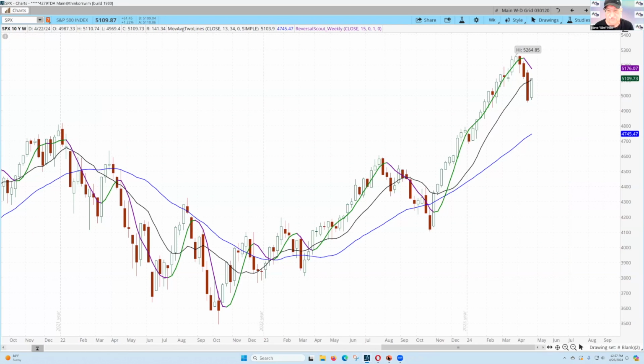This is the S&P 500, SPX. What's on here is our 13 and 34 week moving average, which are key moving averages that I like to use on a weekly chart, and our reversal scout, which is right in here, which really gives you a sense for momentum conditions. It's always important to see when momentum turns up and when momentum turns down.